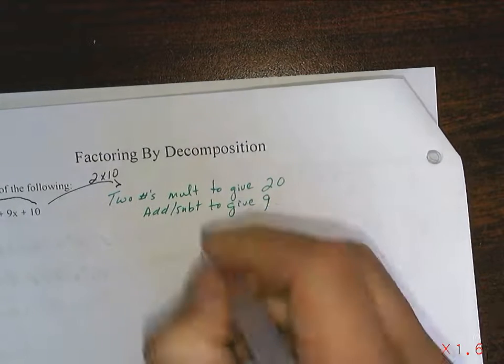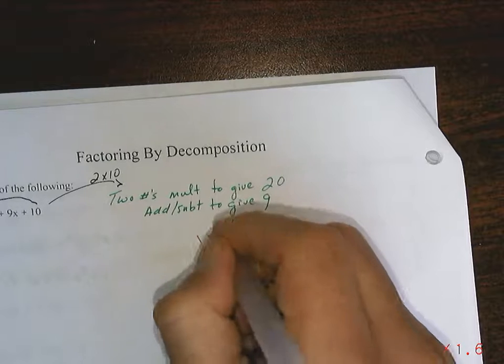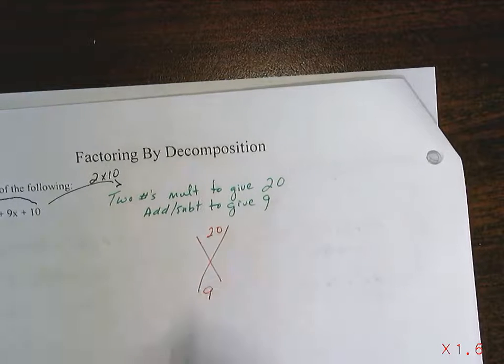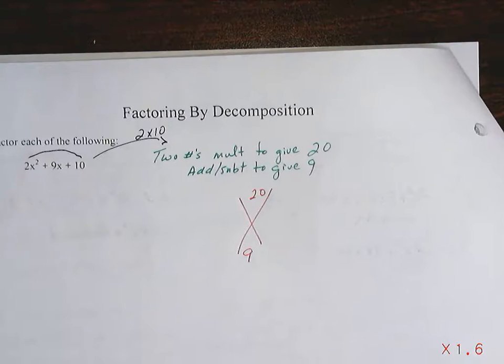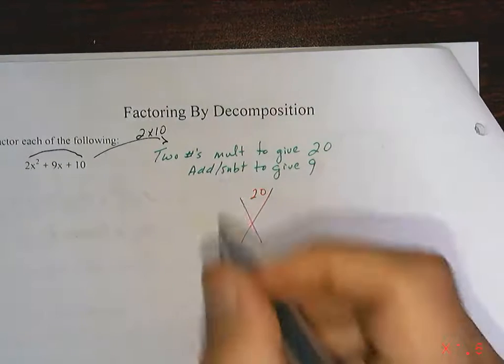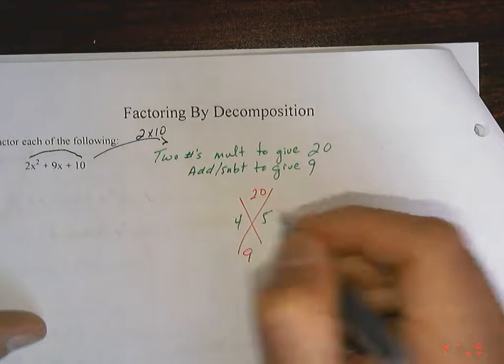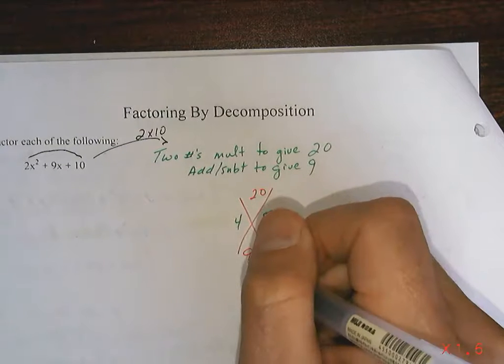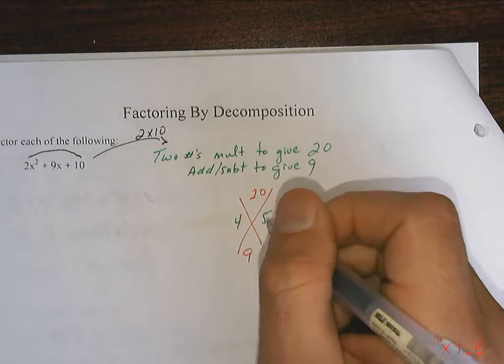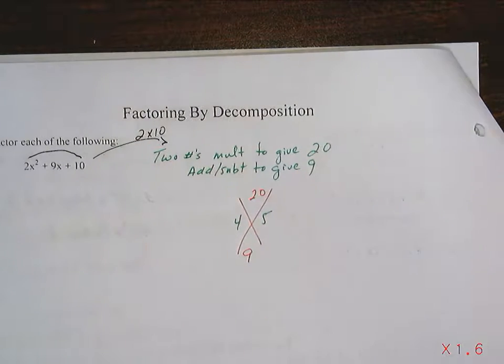And we talk about that like this. We want them to multiply to give 20 and add to give 9. So let's think about that for a minute. How about 5 and 4? Positive 5 and positive 4 gives me positive 9, and positive 5 and positive 4 multiply to give me positive 20, so that's good.